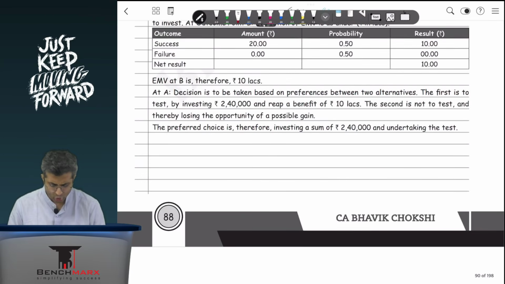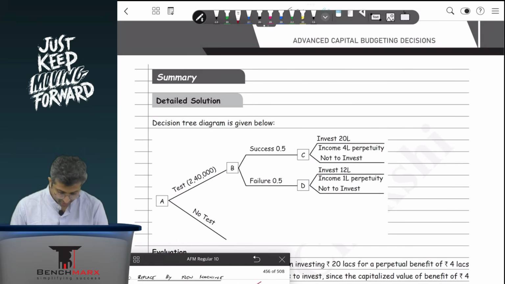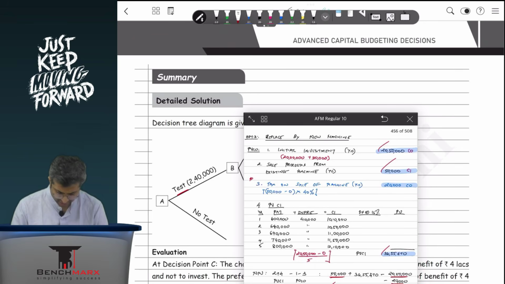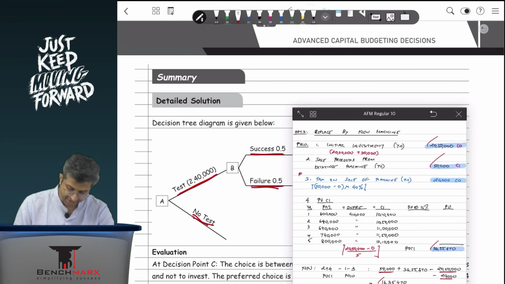So if I look at my decision tree, I will first figure out whether I should test, in which case I'll spend 2,40,000, or not test at all. Once I test and later I commercially launch, there's a success possibility of 50%, failure possibility of 50%, I cannot control that. But if there is a success, then there are two choices. I can invest 20 lakhs, in return I'll get present value of cash inflows worth 40 lakhs and hence an NPV of 20.